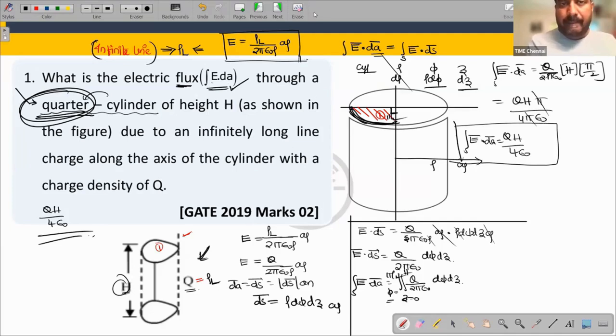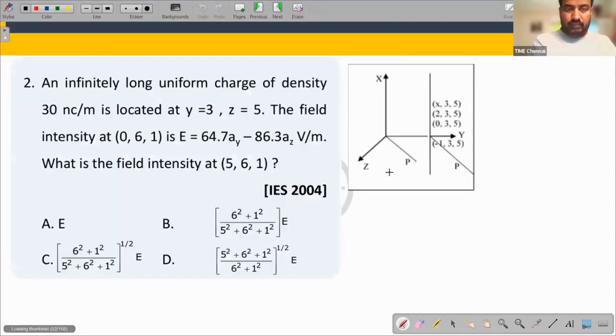Clear, everyone? Go for the next question. Yeah, try and solve this. Everyone try and solve this.